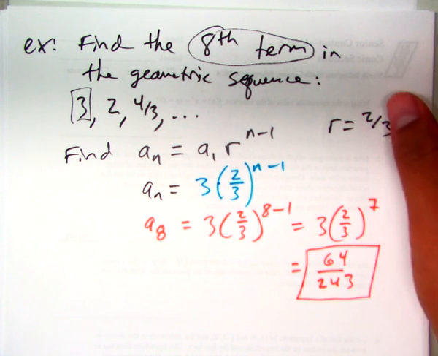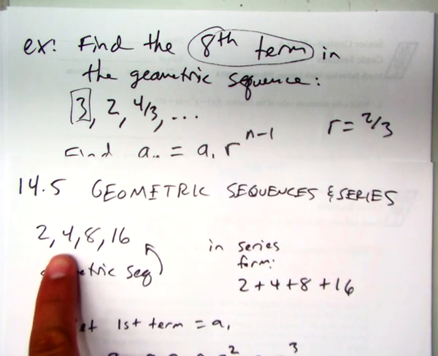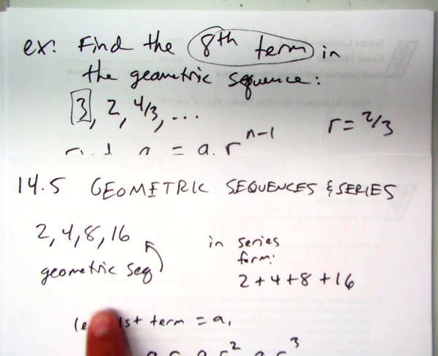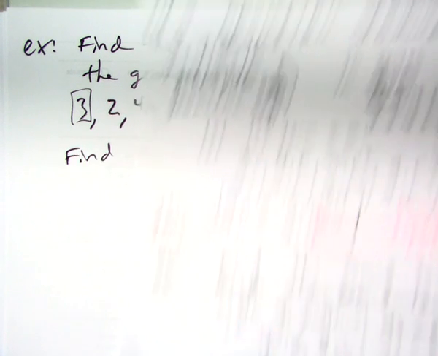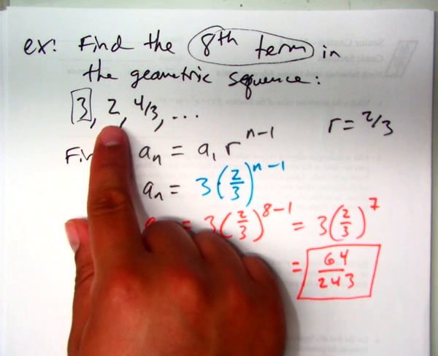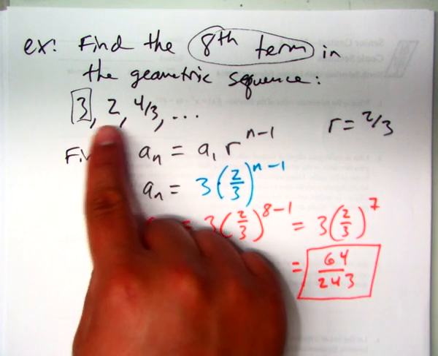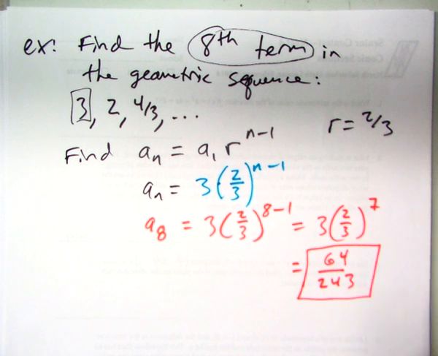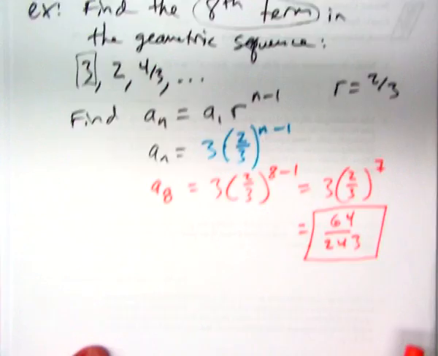So, important note: the previous geometric sequence was increasing. It was doubling each time: 2, 4, 8, 16, right? This is another geometric sequence. Notice, though, that it's going down: 3, 2, 4/3, and so on, and it gets smaller and smaller with each term. And that's actually what's going to help us determine what kind of sums or series we're going to calculate.